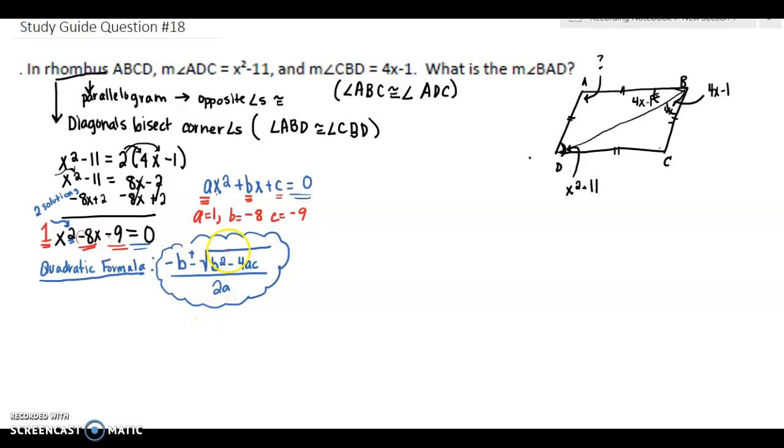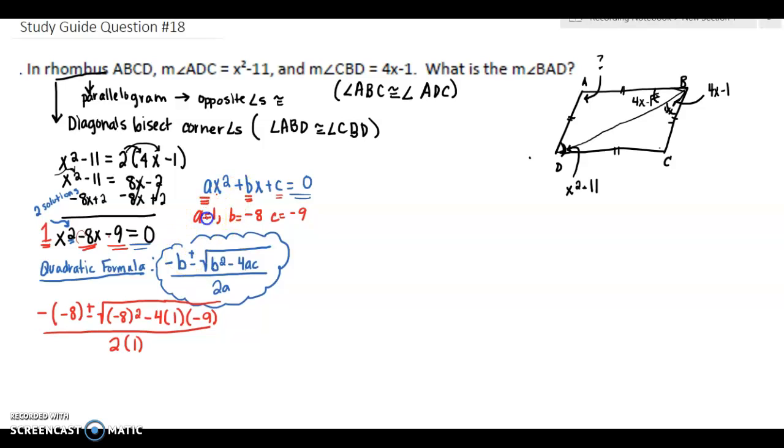Now I'm going to take these a, b, and c and plug them into this formula. I have negative b, so negative, my b is negative 8, plus or minus the square root of b squared, so once again, negative 8 squared, minus 4 times a, which is 1, times c, which is negative 9, all over 2a, which is 1.